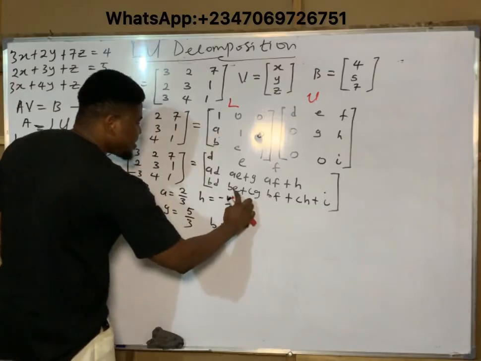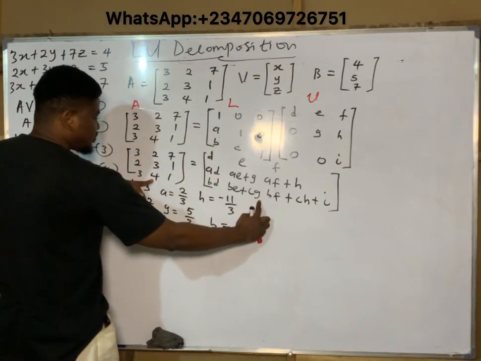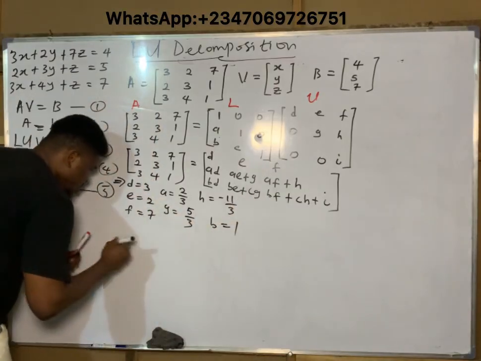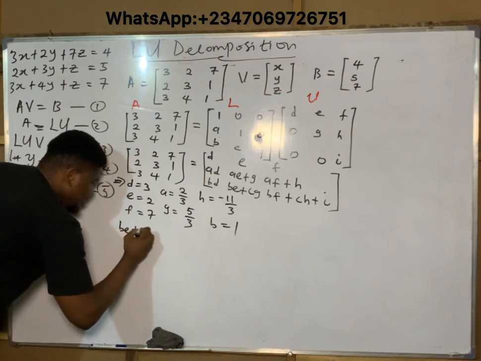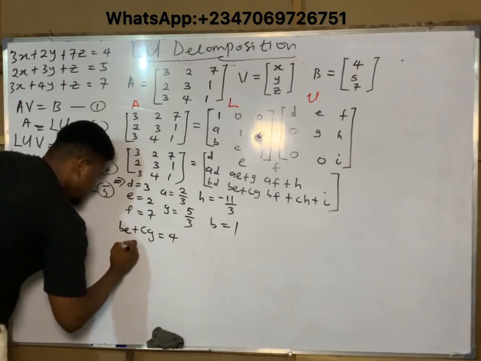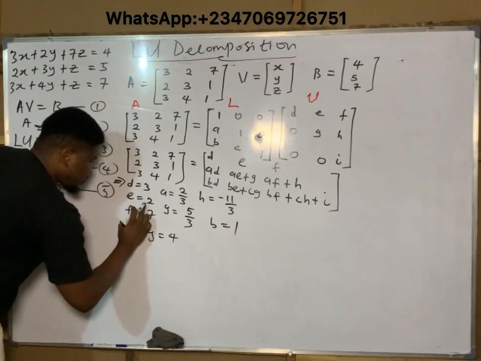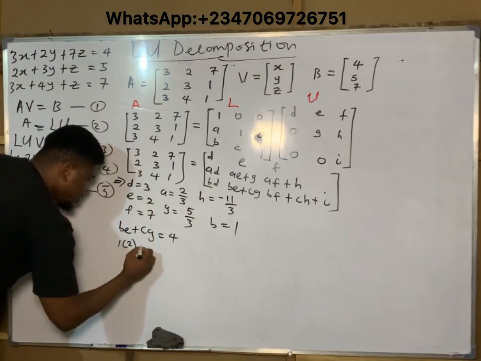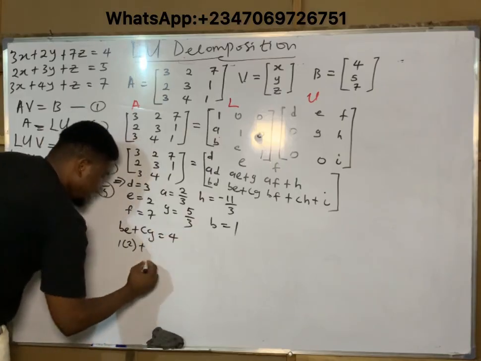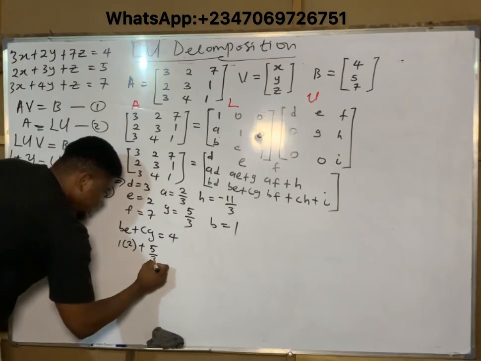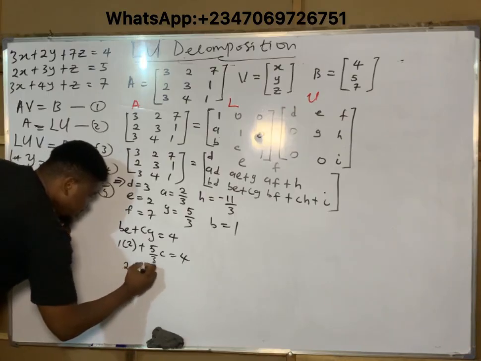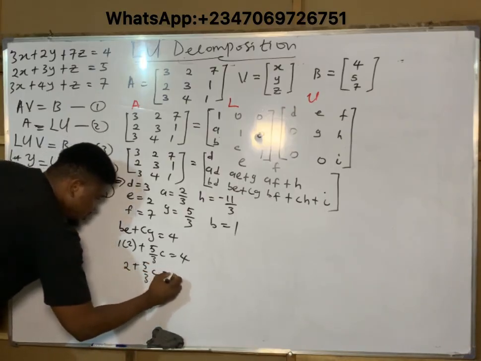Similarly, BE plus CG is going to be equal to 4. So we have BE plus CG equals 4. We know what B is. B is 1 times E. E is 2 from here, times 2 plus CG. We know what G is. G is 5 over 3. So this is 5 over 3 C equals 4. So 1 times 2 is 2 plus 5 over 3 C equals 4.